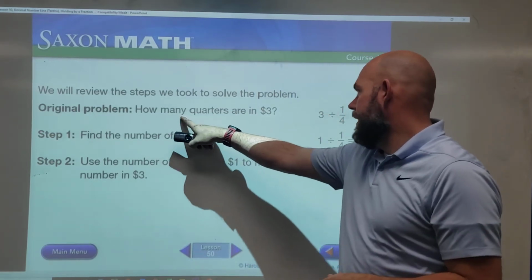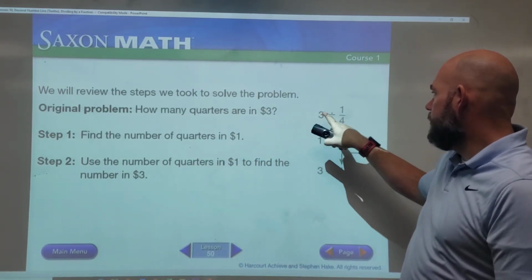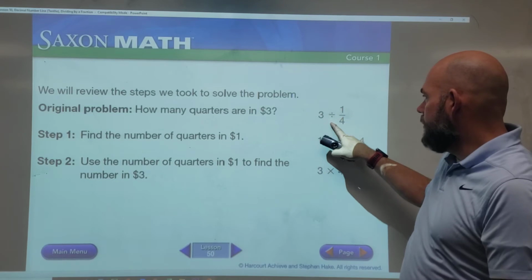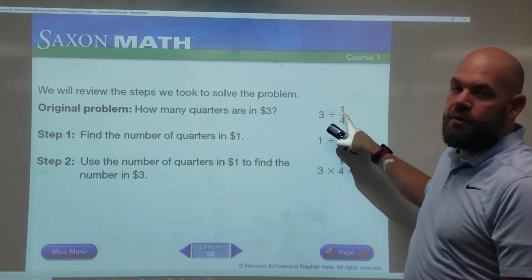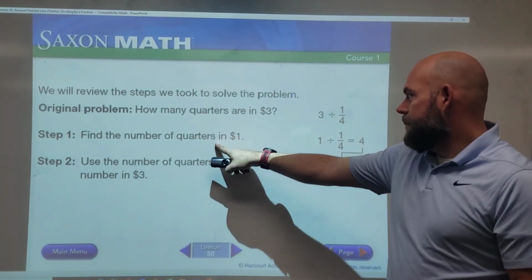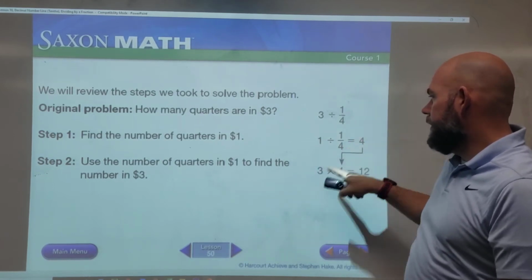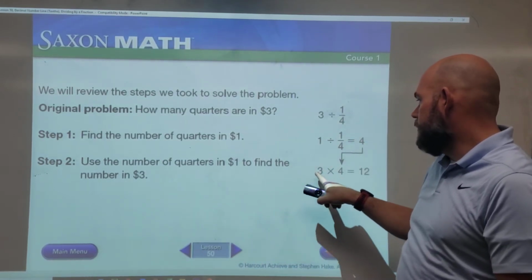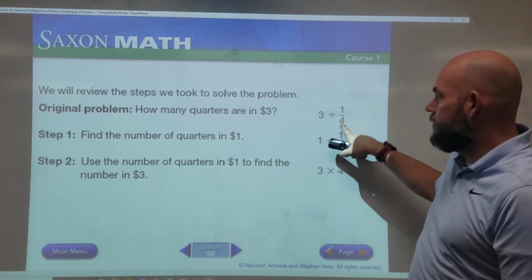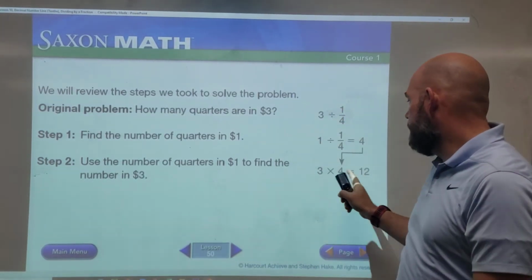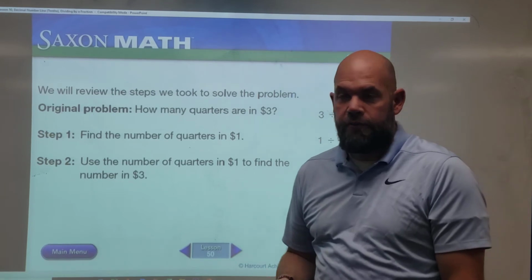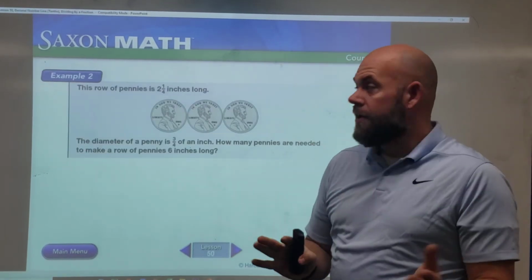Well, let's look at this again. How many quarters are in $3? So we take the $3. Are in is our divide. How many quarters is the 1/4? So step 1, find the number of quarters in $1. Multiply by the reciprocal, that gets us 4. Step 2, what's the number of quarters in $3? So it's just 3 times the reciprocal of 1/4, which is 4, and that equals 12. It's pretty complicated. Let's try this again.